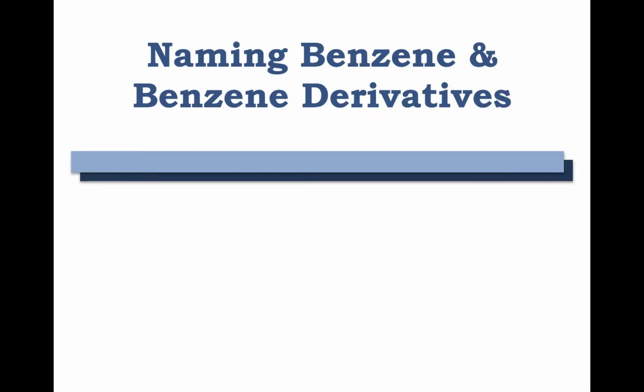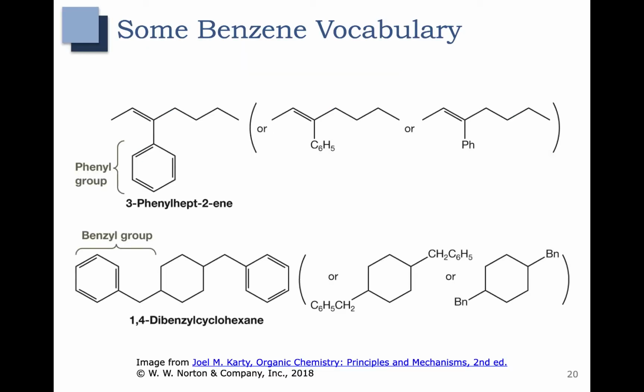In this video, we're going to talk about naming benzene and benzene derivatives. First, let's go over some common benzene vocabulary. In this first example, you can see that a benzene ring is a substituent on the parent chain. Here's the parent chain here in pink.